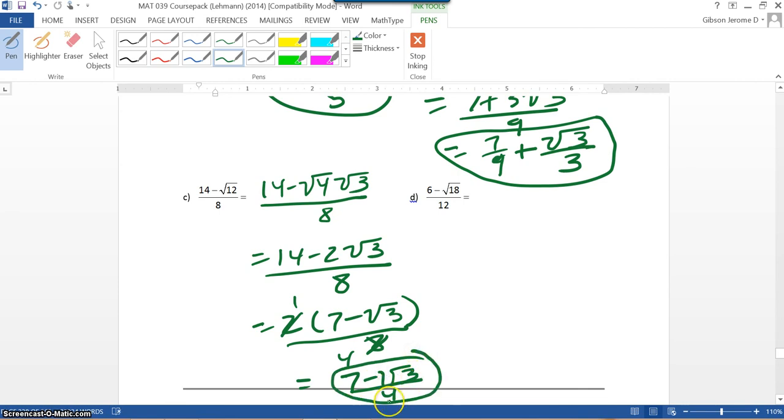So 7 minus the square root of 3 all over 4. Now that is the final answer for C.